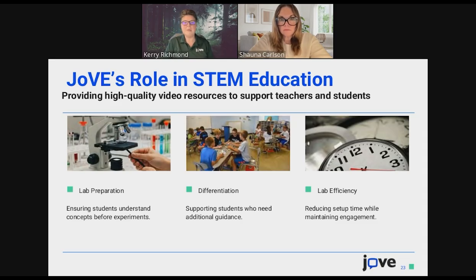They already know. Differentiation, so it's going to support those students who need that additional guidance. It's going to show them visually that connection that they need to make to the concept you've been trying to teach them. And then, of course, your lab efficiency. So reducing your setup time while maintaining that engagement is huge as well.